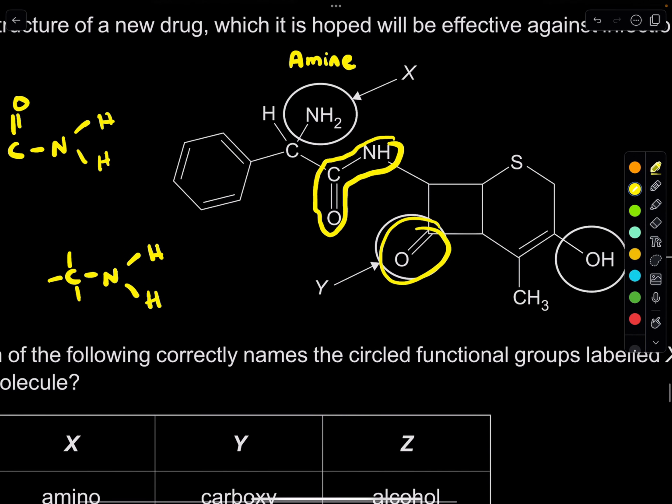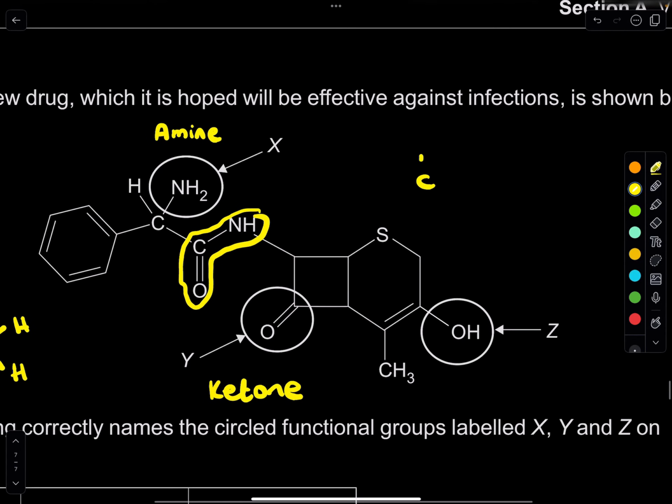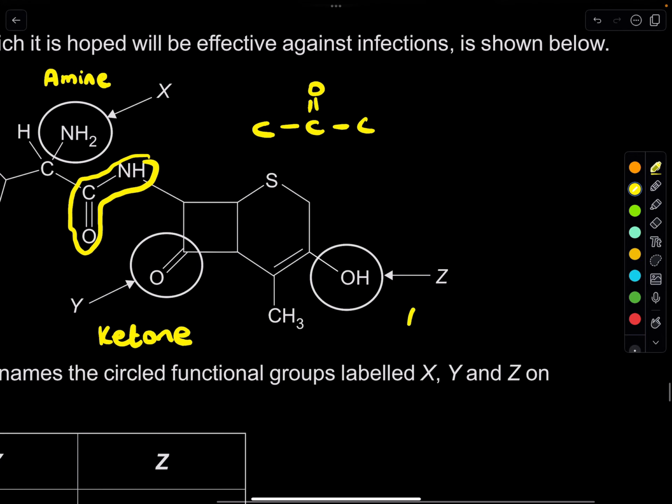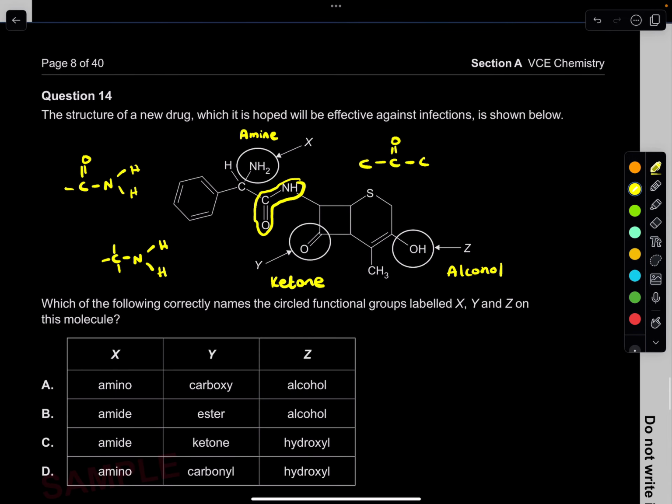What about this one here? What about Y? This is a ketone. Remember, what does a ketone look like? It's always occurring in the middle of a structure. It looks like this. This is just a C double O. Done. Next one is just a nice alcohol. Done. So amine, ketone, alcohol.